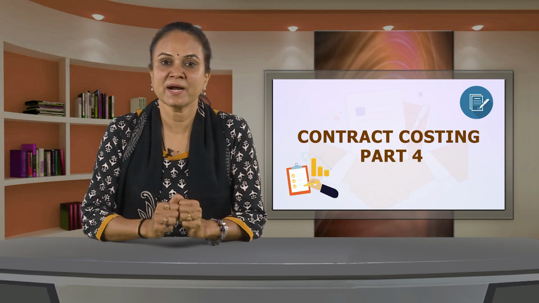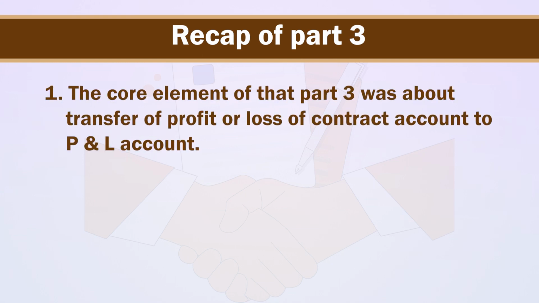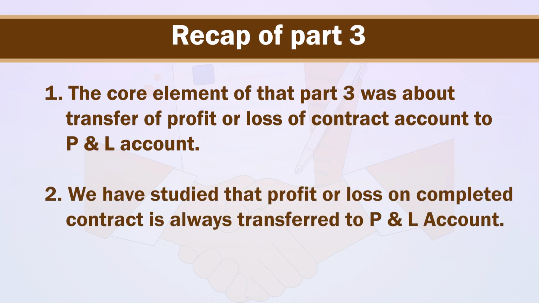Today, we are going to study the next part of contract costing, which is part 4. In previous part 3 of contract costing, we studied that the core element was the transfer of profit or loss of contract account to profit and loss account. Second, profit or loss on completed contract is always transferred to profit and loss account.